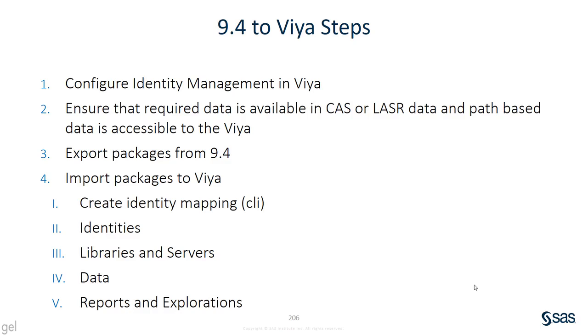Just like in SAS 9.4, we need to be able to make the mappings, so we need to do it in a certain order. We need to make sure identities are there first, so that when we import libraries and servers, if we're using authorization, it knows the identities. We need to import libraries and servers next, so that when we import data, it knows what library and what server to map it to. And then our last step is to import the reports and explorations, which need the other three things to be available to map to in the target environment.